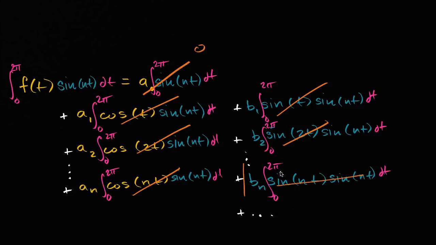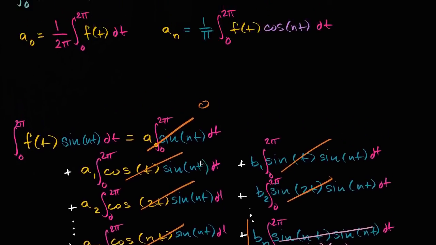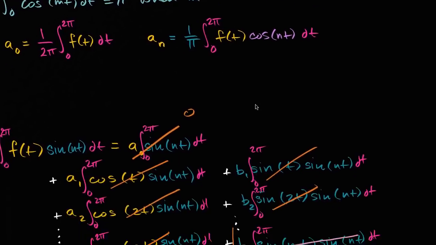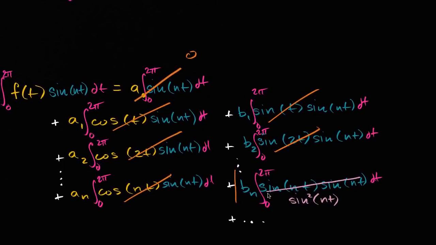Well, this inside of the integral is the same thing. Let me do this in a different color since I'm using orange to cross out everything that ends up becoming 0. So that is the same thing as the definite integral from 0 to 2 pi of sine squared of nt dt. I'm just replacing the blue stuff with the sine squared of nt. And we know what that's going to be. We know that when the coefficient on the t is a non-zero integer, this is going to result in pi.